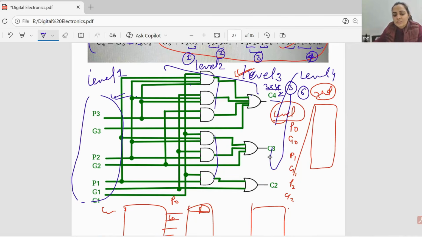So we will use these carries to find out the value of sum. See, this is correct only, but it is not a complete circuit. Okay, so this is for the level 2 and this is for the level 3.